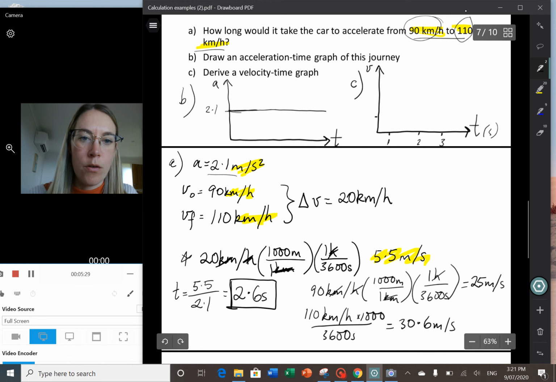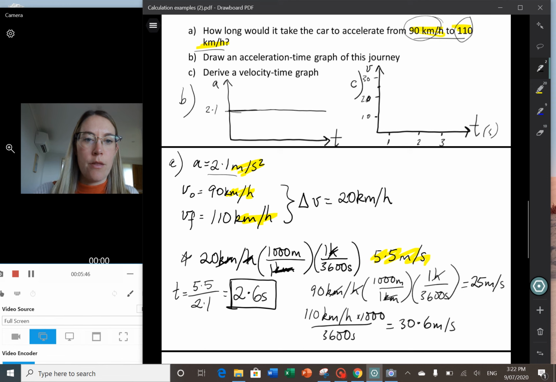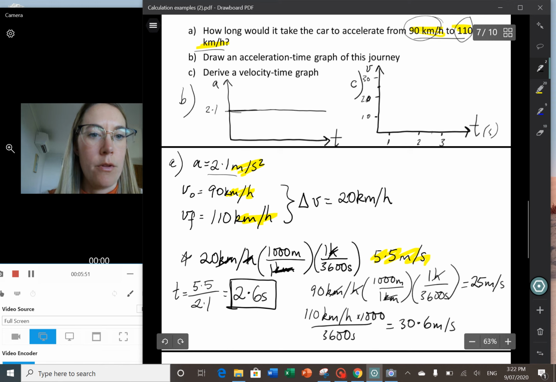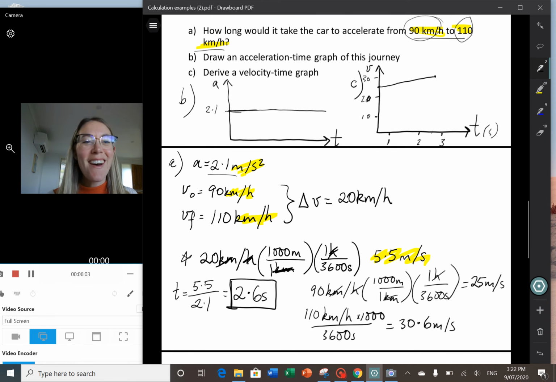So let's go 10, 20, 30. It's a 20, not a 26. Okay, so my initial velocity is 25. My finishing velocity is 30.6, and that's at time 2.6, which is approximately there. So I'm very carefully going to put a dot there, and that's meant to be a straight line as well, but there we go. There is our velocity time graph there.